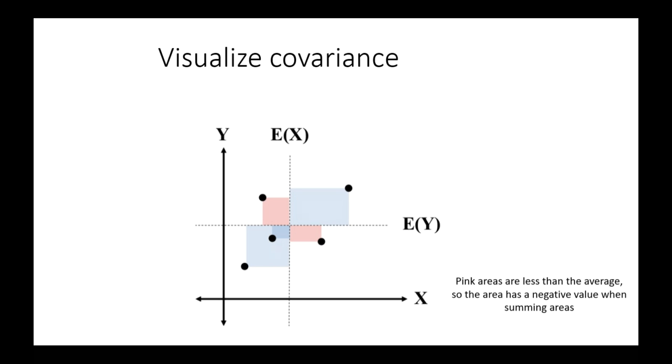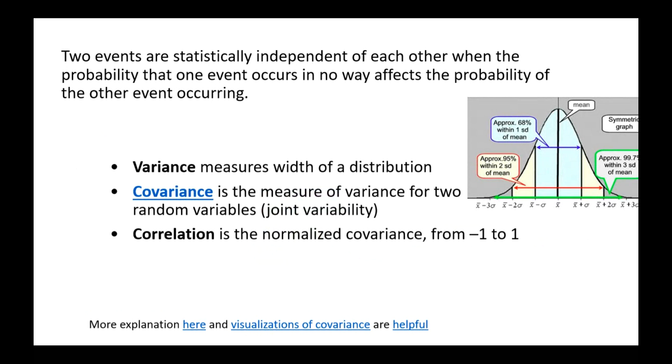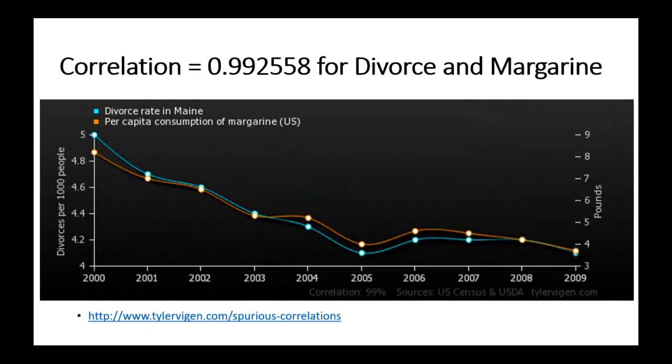And then I think I said, back here, that covariance is the sort of spacing out of things in two dimensions. And then you can normalize that to between negative one and one, and that's your correlation. Questions on that? That's the concept of correlation. Now here's the fun part.